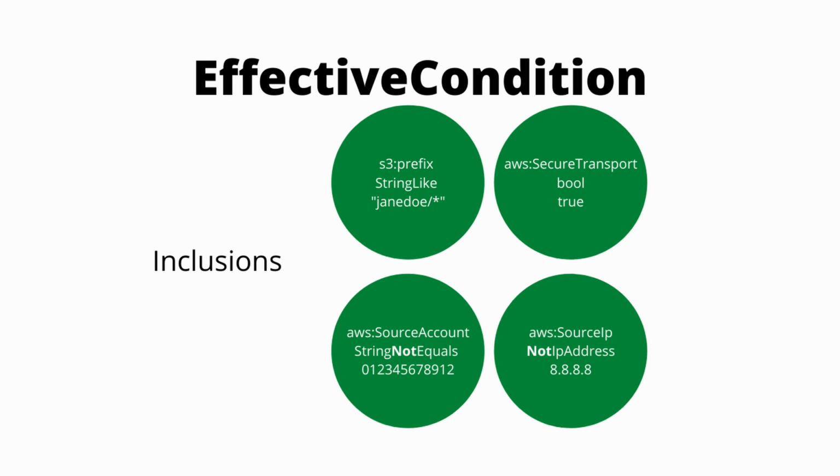And it means the same thing, but is ultimately much easier to understand, because now we're saying that for the PolicyShard to apply, all four of these conditions must be true, that the AWS source account string not equals that account ID, and the AWS source IP is not that IP address.